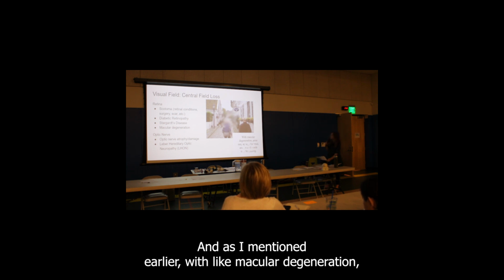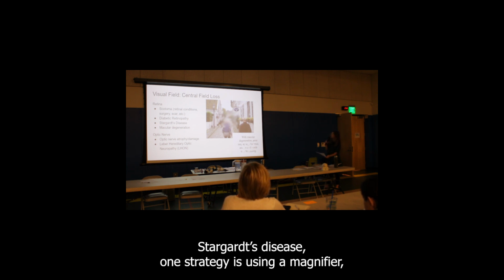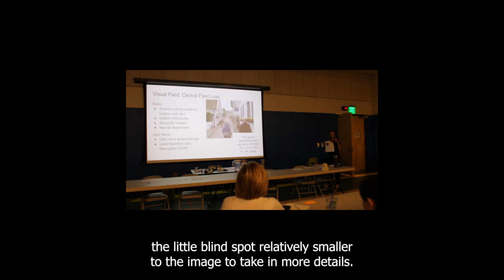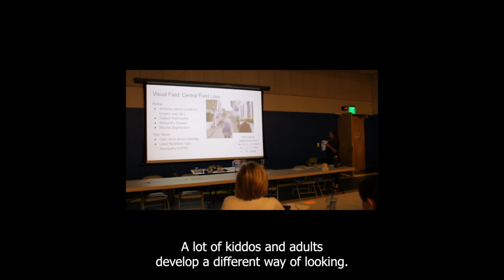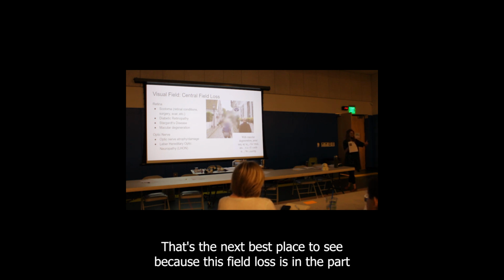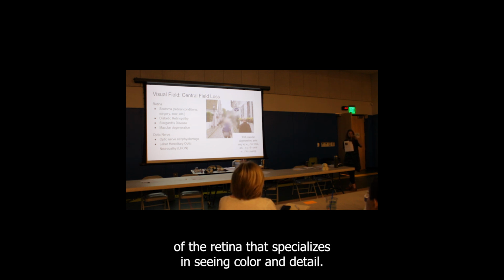And as I mentioned earlier with macular degeneration, Stargardt disease, one strategy is using a magnifier, enlarging prints and images, in order to make the little blind spot relatively smaller to the image to take in more details. A lot of kiddos and adults develop a different way of looking so that they're using a different part of their retina that's the next best place to see, because this field loss is in the part of the retina that specializes in seeing color and detail.